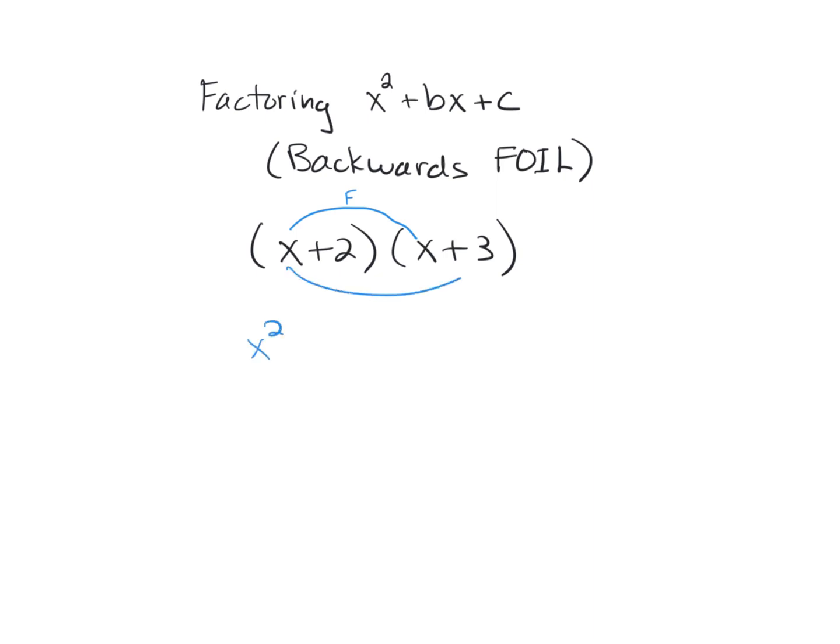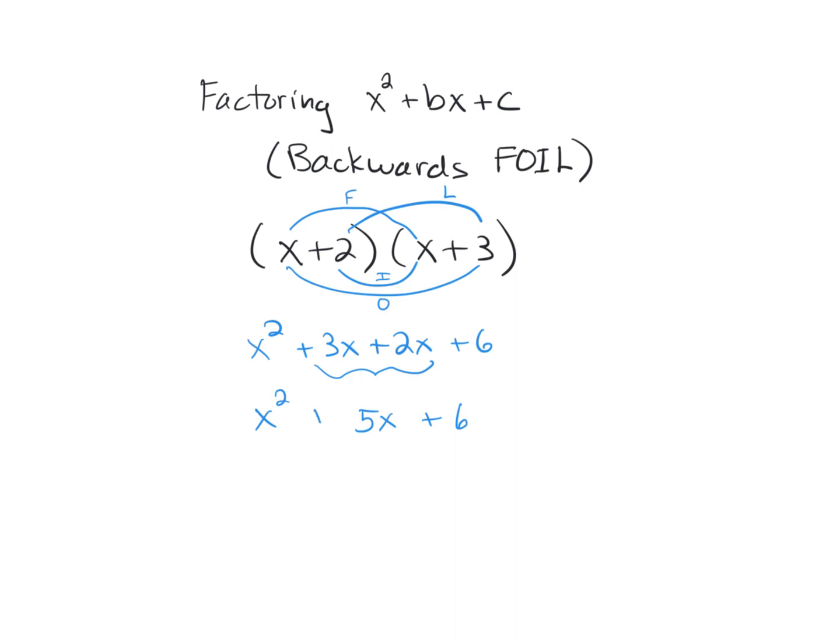Then we do the O, which is plus 3x, the I, which is plus 2x, and the L, which is plus 6. So here's my I, and here's my O. And then what usually happens is we can add the O and the I to get a single term.